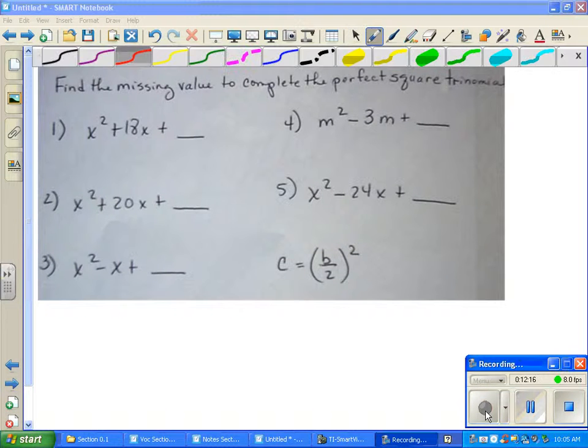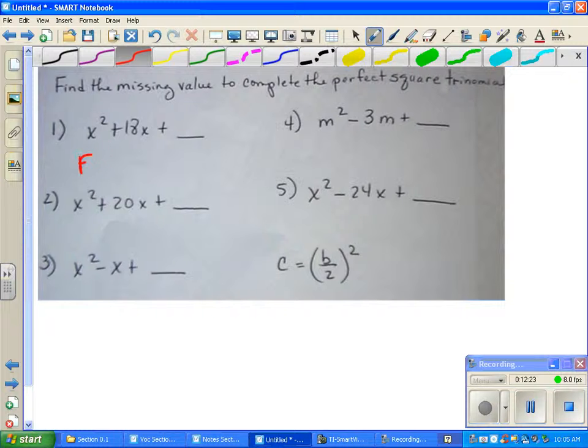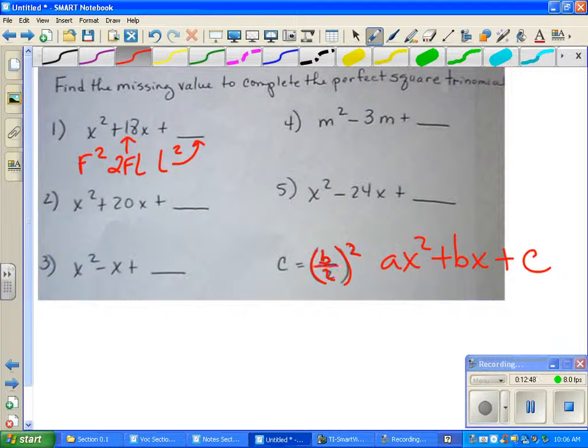Alright, so next thing we're going to do is learn how to fill in a perfect trinomial. A perfect trinomial is that problem where we square the first, we square the last, and we double the middle. So we're trying to figure out what did they square to put here, but what would double to make the middle. And so that's why you want to learn this formula: ax squared plus bx plus c. Because to find c, you have to do b divided by 2 quantity squared. And that will give you the number that goes on the end as your c.